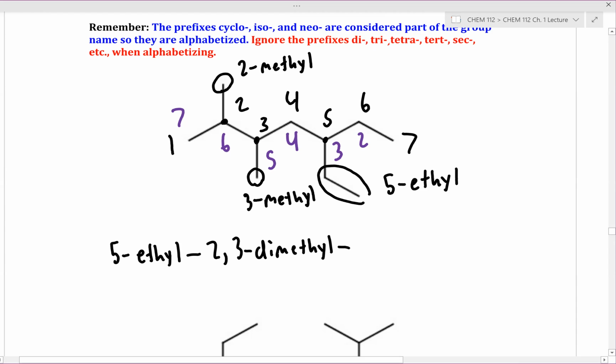And now this is really important. The numbering method rules are different than the ordering in the name. The ordering in the name is alphabetical. The numbering rules for your structure are based on getting the smallest numbers. Does that make sense? So then, we have a 7-carbon chain. So what do we call it? Heptane.